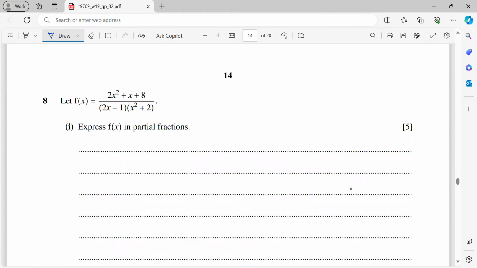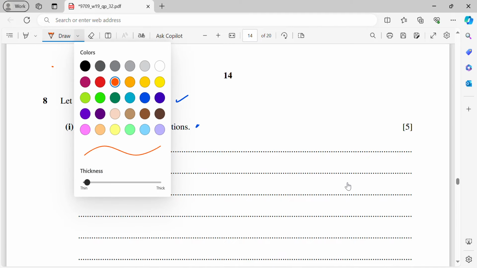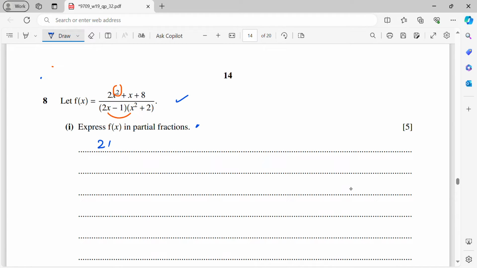Okay, now for question 8, this is the f(x). Express f(x) in partial fractions. First of all, you need to check: is polynomial division needed? Look here, the highest degree is 2 in the numerator, right? But when you expand the denominator, it is cubic, degree 3. So it means that polynomial division is not needed here. So I will just write (2x squared plus x plus 8) over (2x minus 1)(x squared plus 2).